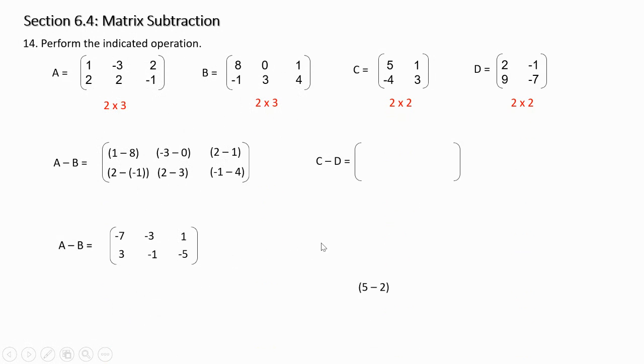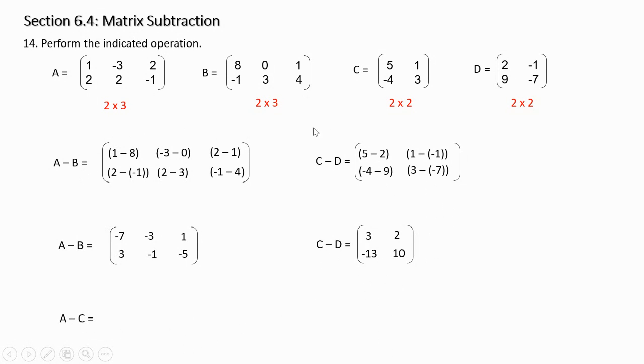Now C minus D, again, it can be done because they're both 2 by 2. So 5 minus 2, 1 minus negative 1, negative 4 minus 9, and 3 minus negative 7. So this becomes 3, 2, negative 13, and positive 10. That's my result of matrix C minus matrix D.